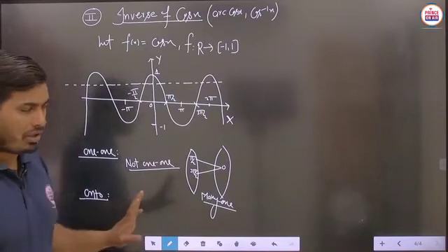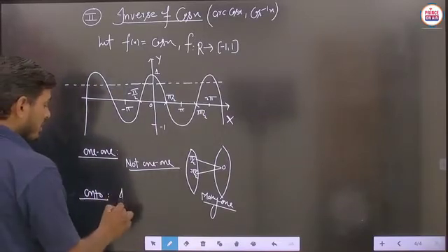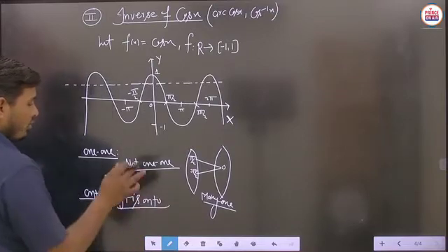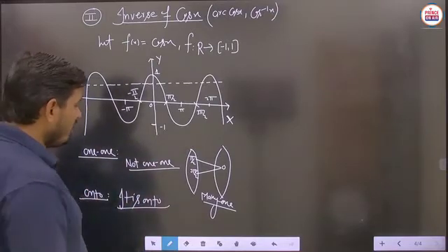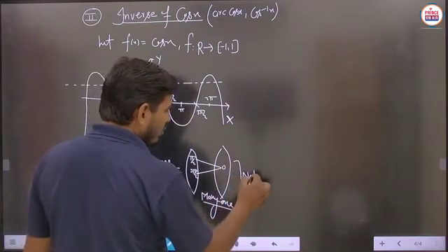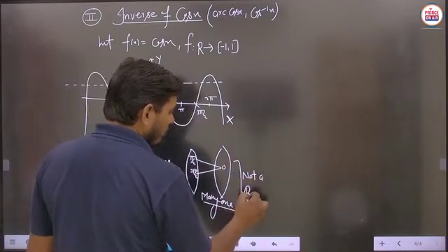So definitely there should be no problem in the onto. It is onto. But you can say that it is onto, but it is not 1-1. Then definitely it is not a bijective function. Again, it is not a bijective function.